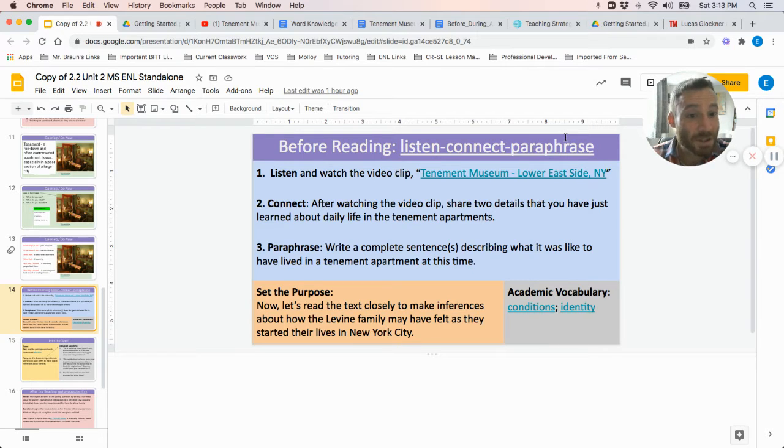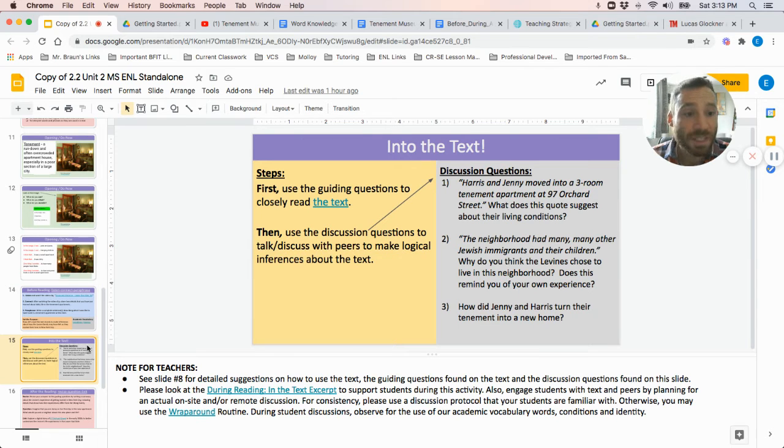Students will share out details that they learn about tenements after watching the video, as well as writing a complete sentence describing what life might have been like in a tenement apartment. Students will revisit their word knowledge chart, adding information about the academic vocabulary words, conditions, and identity. Students will have an interesting discussion about the text, Getting Started. There are a number of interesting discussion questions that students will love to participate in, as well as draw connections between the experiences of the Levine family and their own experiences.